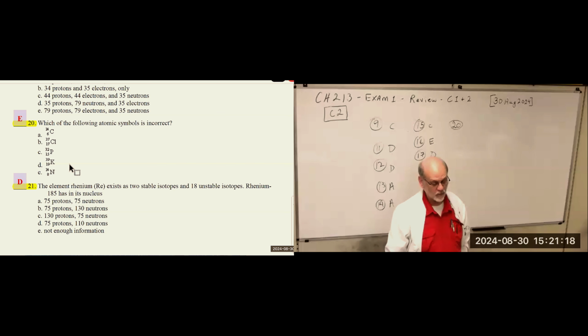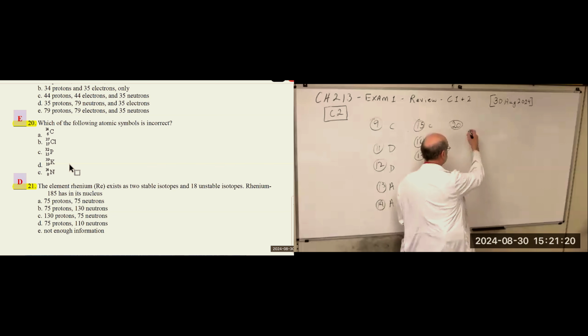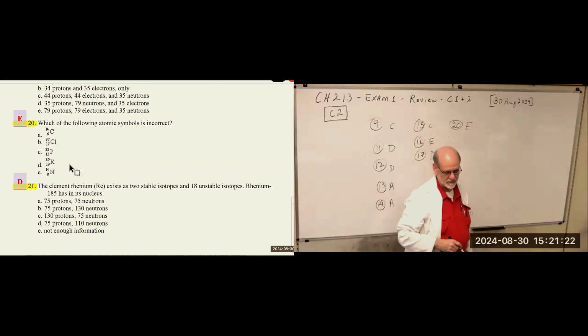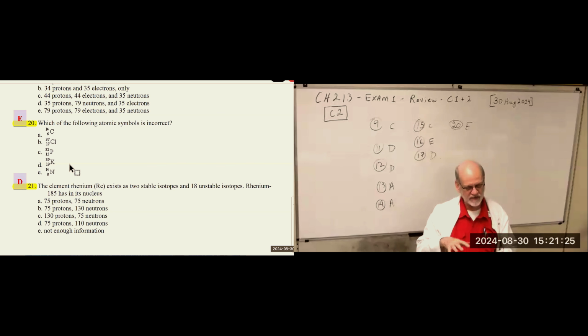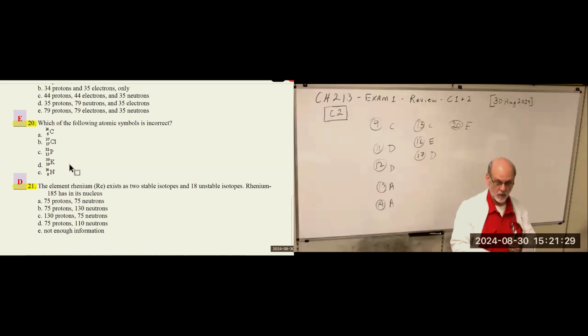All right, so we found our wrong one. That's E. We didn't have to go any further. We just checked to see if the number of protons matched with a symbol. And they are joined at the hip. You know one, you know the other.